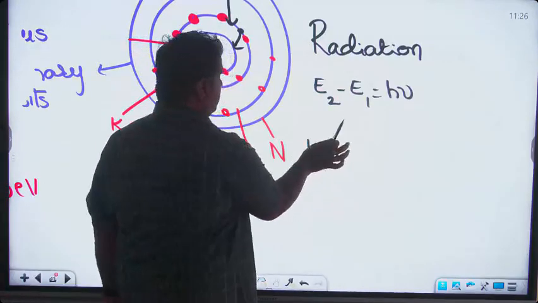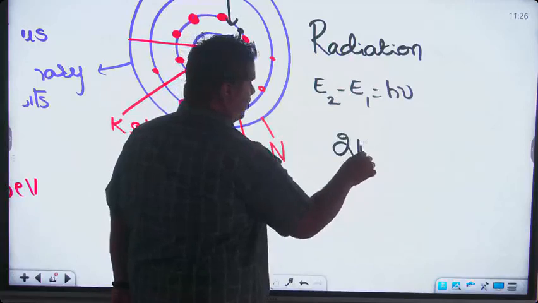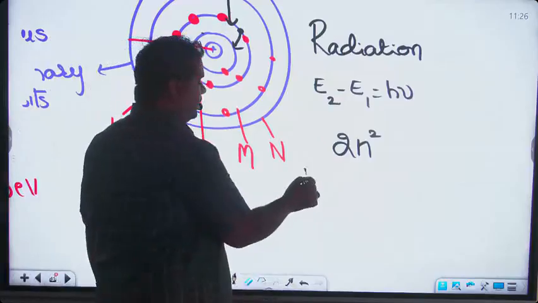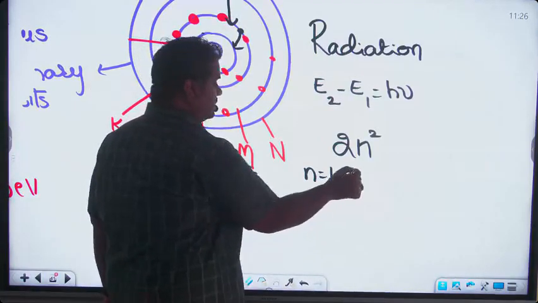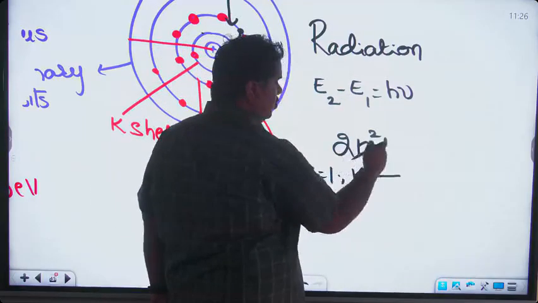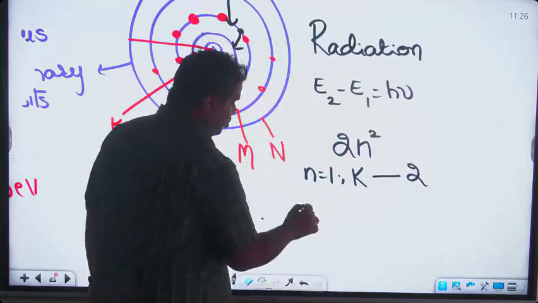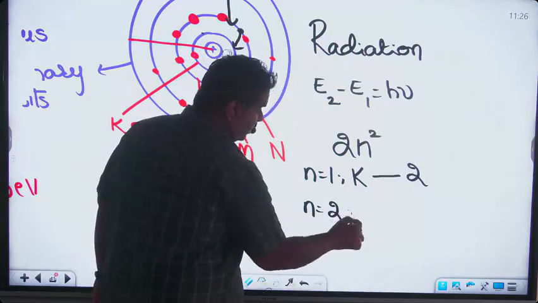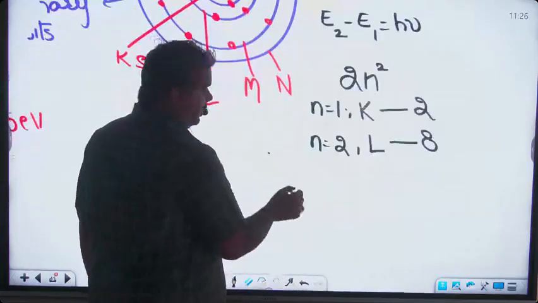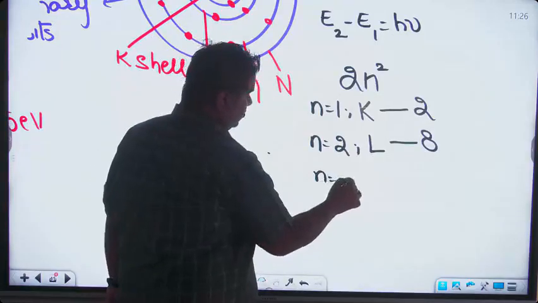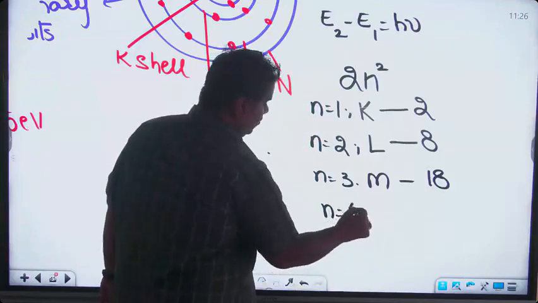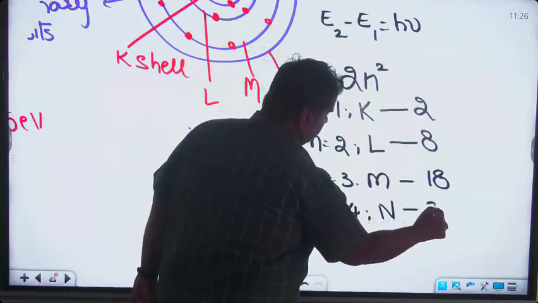The maximum number of electrons in any orbit is given by 2n square. Suppose you take n equal to 1, that is the K shell. What is the maximum number of electrons? 2 into 1 square, nothing but 2. If n equal to 2, the L shell, the maximum number of electrons will be 8. At the same time, n equal to 3, third orbit, the maximum number of electrons is 18, and n equal to 4, N shell, the maximum number of electrons is 32.